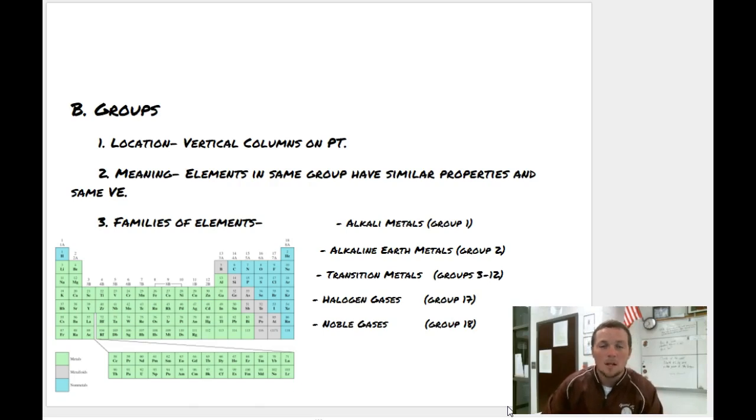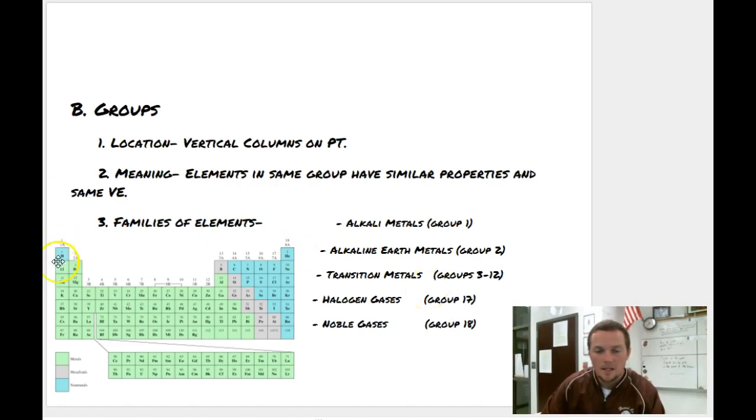Okay, so what are the names of the families? Well, first of all, we've got alkali metals in group 1, which is right here. Group 1 starts here, group 1. And alkaline earth metals, which is also group 2. Now, with the alkali metals, there's an exception. This H right here is not part of the alkali metals.